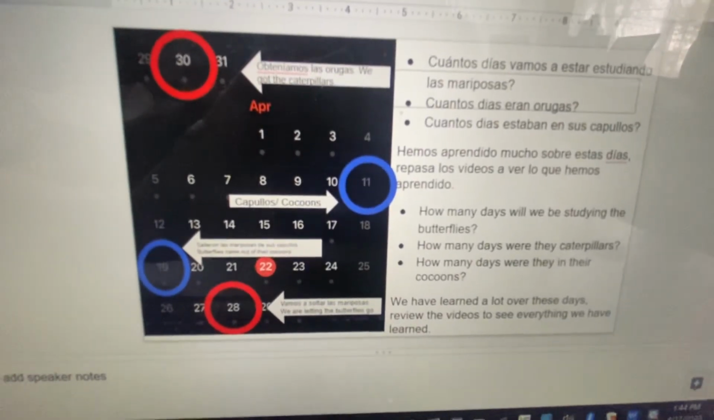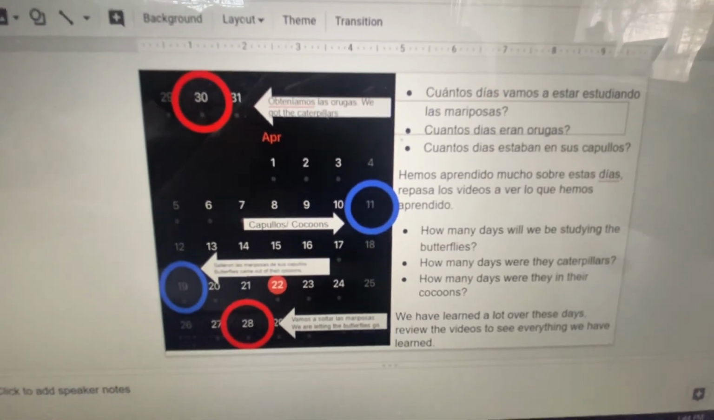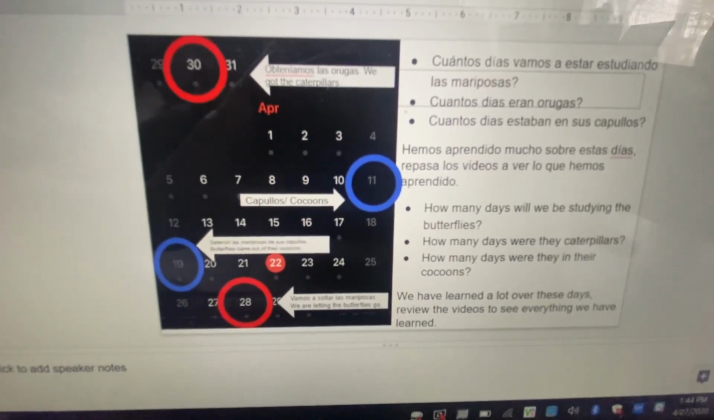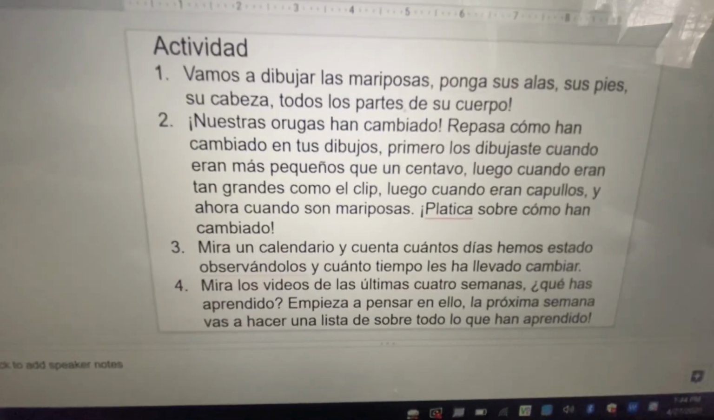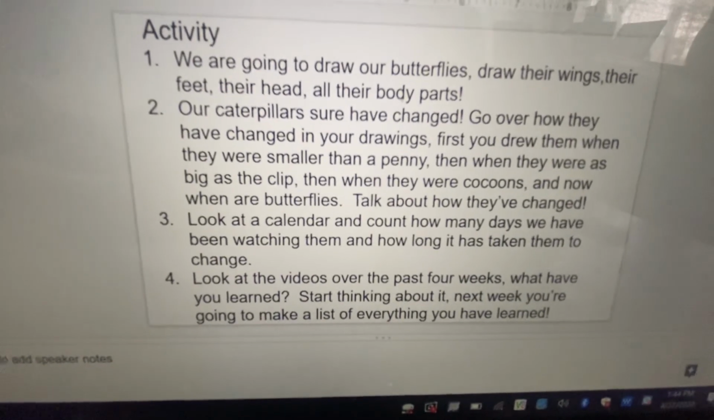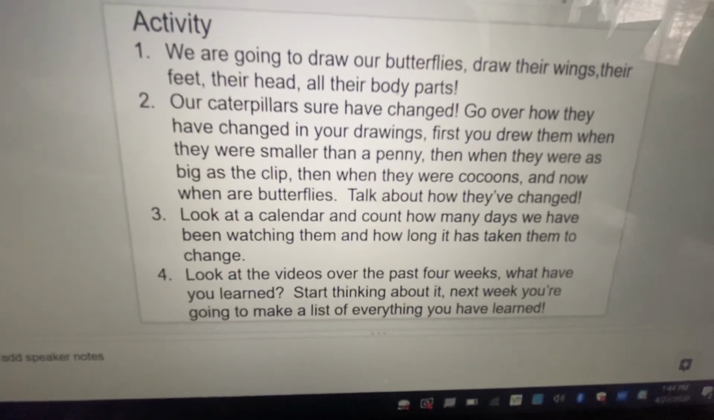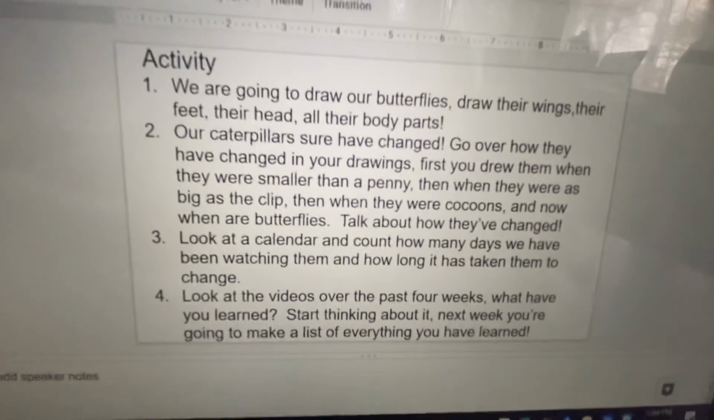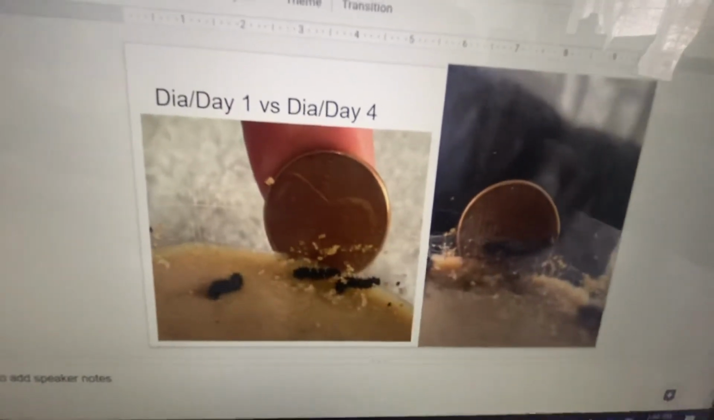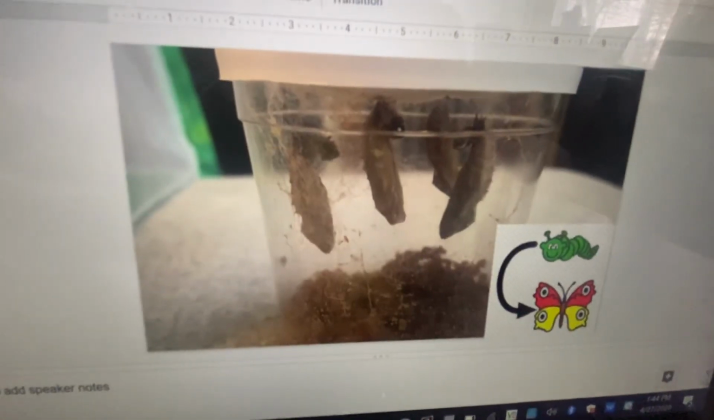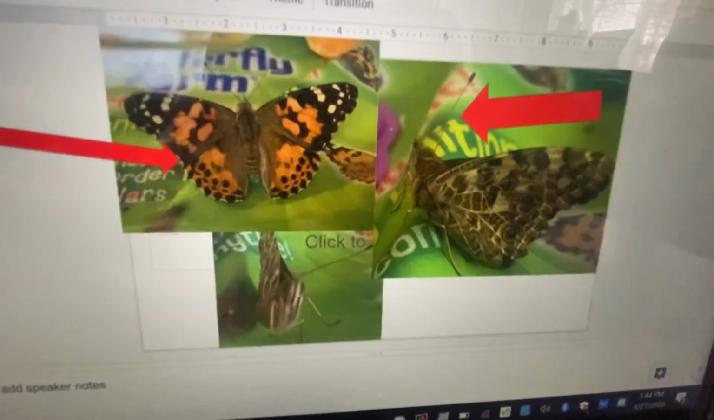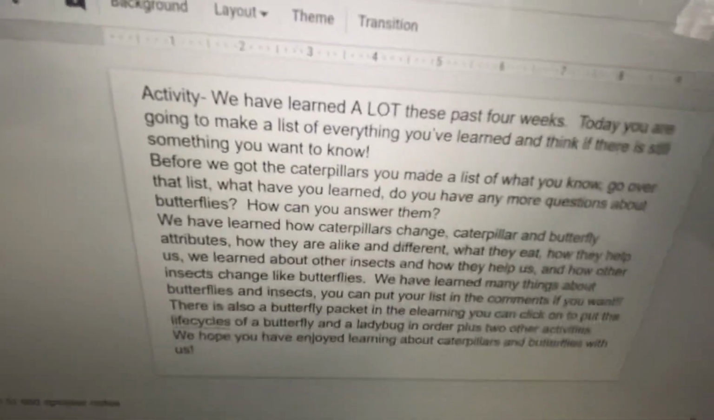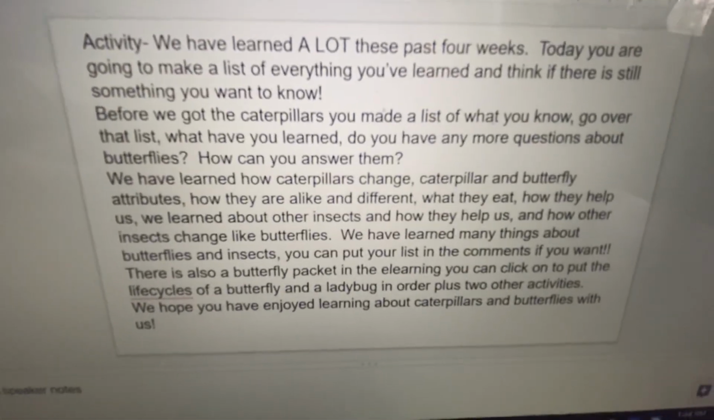Then we talked about how many days we'll be studying the butterflies, how many days were they caterpillars, how many days were their cocoons, right? So that was a calendar to start talking about answering those questions. And you had to draw them, and you had to talk about how much they've changed, and then look at the calendar and answer those questions, and then start looking at the videos and make a list of everything that you've learned. And we went over here how much they've grown and changed, and their parts of their body, right? Because that's all the stuff that you drew. And then that brings us back to today, where we are learning all these things.